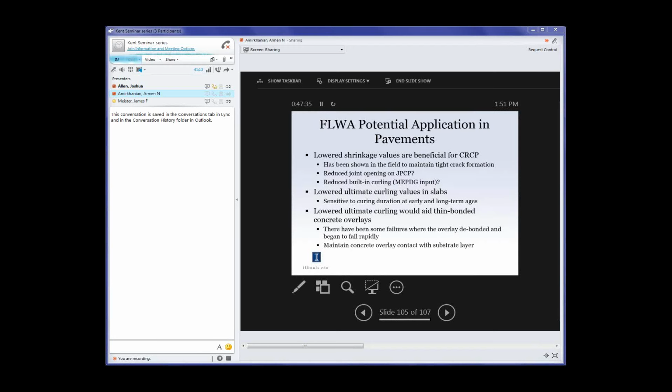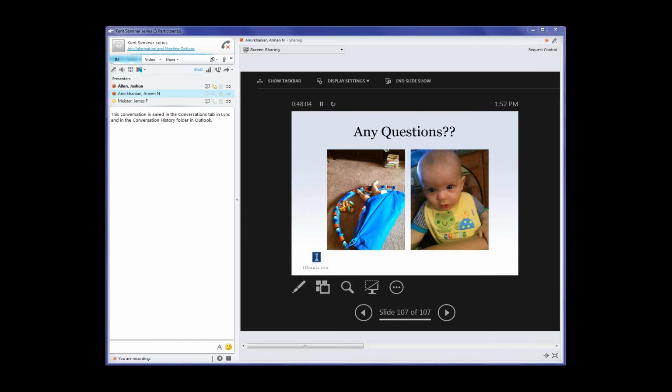We had lower ultimate curling strain, and this would help us also in thin bonded overlays, because then the overlay wouldn't peel off of the horrible asphalt pavement underneath. It would just bond real well and protect anyone from driving over such an inferior material. And I ran through all that. This presentation was 107 slides, and we narrowed it down to like 70. So with that, any questions?